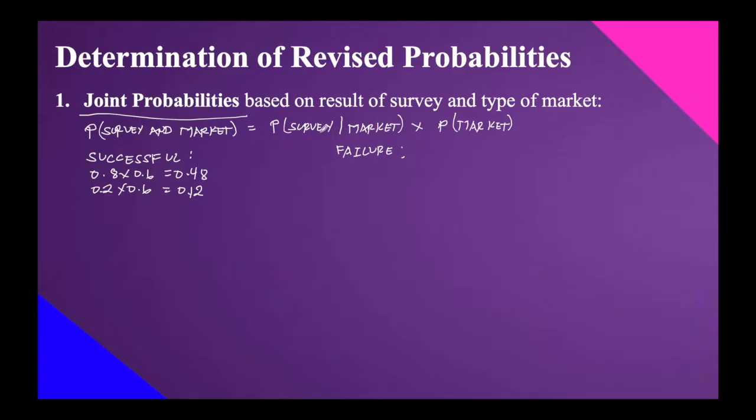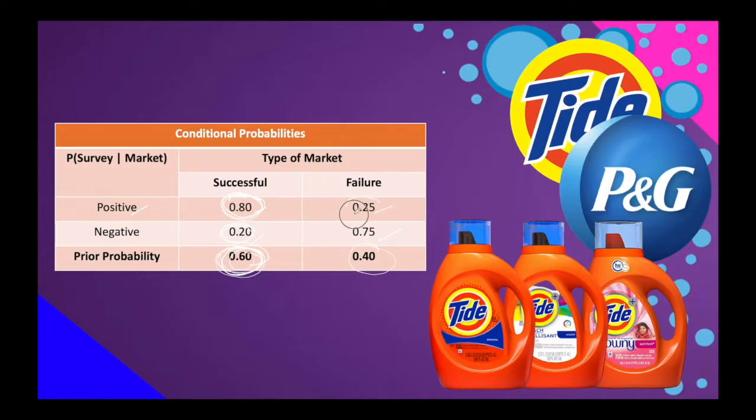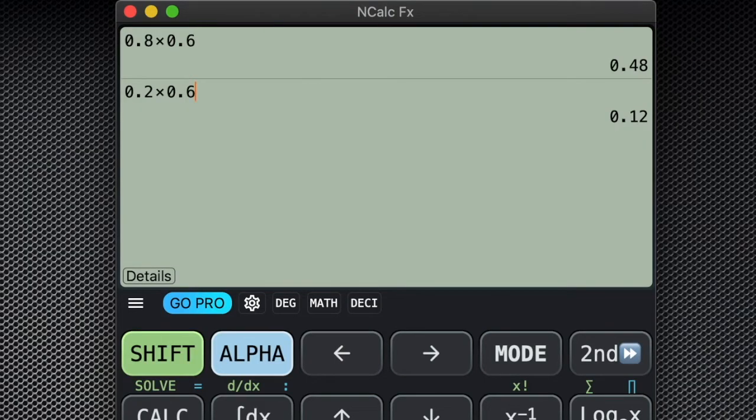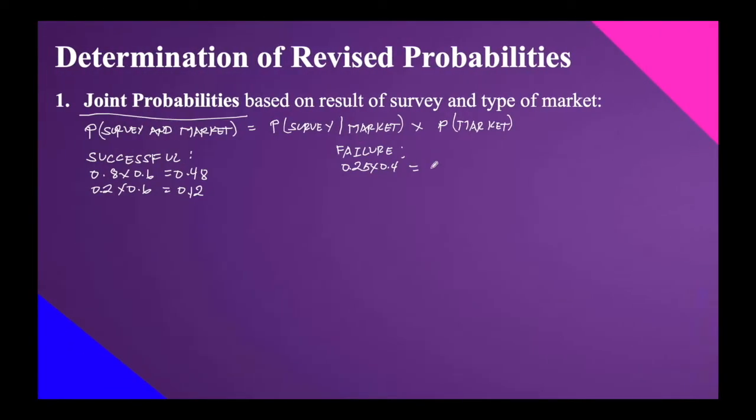Again, probability of survey given specific market condition multiplied to the probability of the market condition, the prior probability. So, the failure naman tayo, 0.25, probability of the survey given the market, which is in our case, positive survey, failure market, times the prior probability, which is 0.4. So, 0.25 times 0.4. Let's write it here. 0.25 times 0.4. Okay, so balik tayo sa calculator. 0.25 times 0.4. That is 0.1. So, lagay natin dito, 0.1.